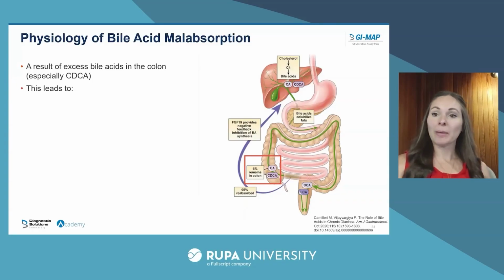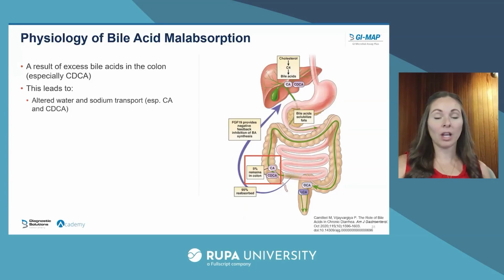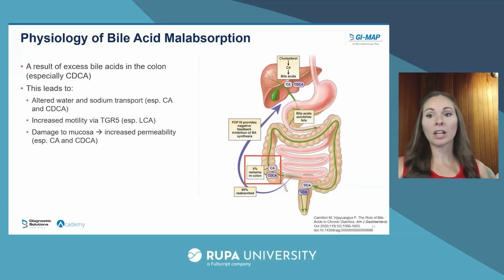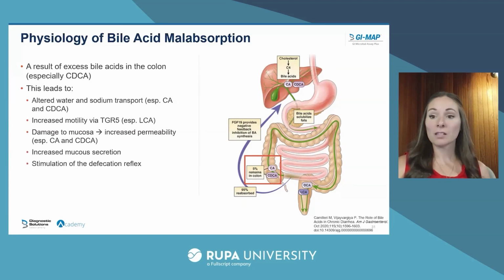When we have too many primary bile acids in the colon, this leads to a bunch of different outcomes. It alters the water and sodium transport. It increases motility, via that TGR5 that we just talked about. Too many primary bile acids in the colon also damage the mucosa, which is going to result in increased permeability, barrier dysfunction, all of those issues. We can get increased mucus secretion, stimulation of the defecation reflex, and high amplitude propagated contractions. So that's that urgency here.